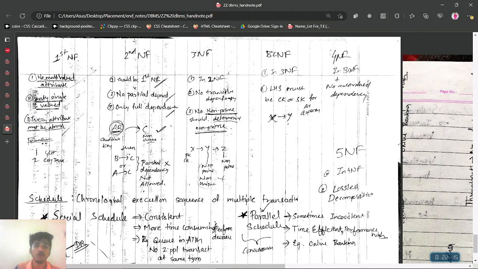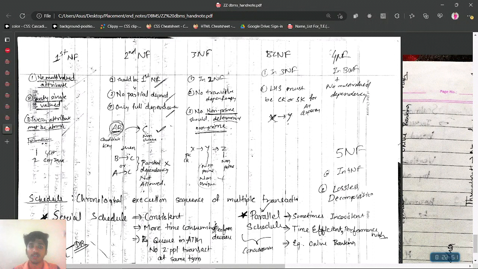Now in second normal form, the condition is it should be in the first normal form, and there should not be any partial dependency, only full dependency. By partial dependency, I mean if AB determines C, then A determining C or B determining C alone is a partial dependency, which is not allowed here. If AB determines C, then the whole AB should determine C.